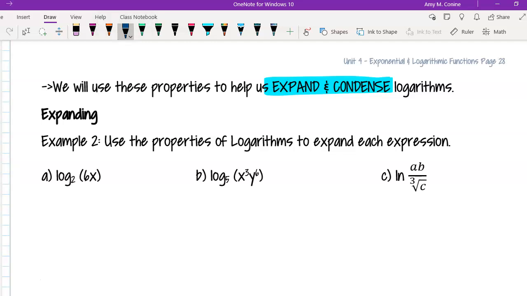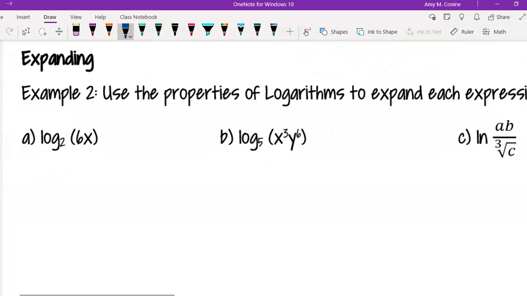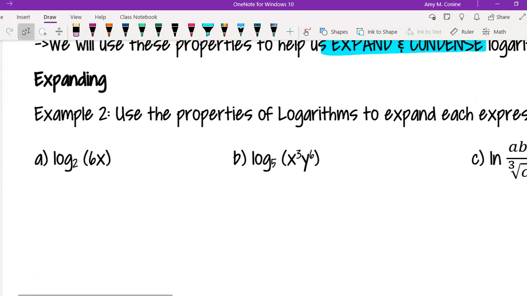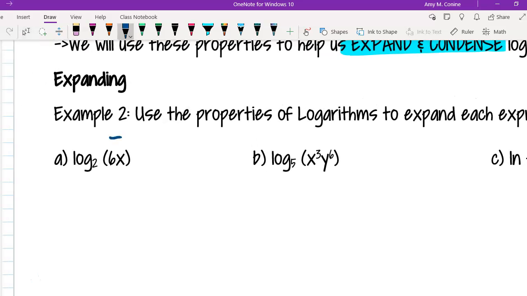So for example, using the properties of logarithms, we're going to expand each expression. Just like we did in the examples on the last page, we're going to apply what we know. For example A, we have log base 2 of 6 times x. We do have multiplication, so that means we can break it down into an addition problem. So we should be able to write log base 2 of 6 plus log base 2 of x.